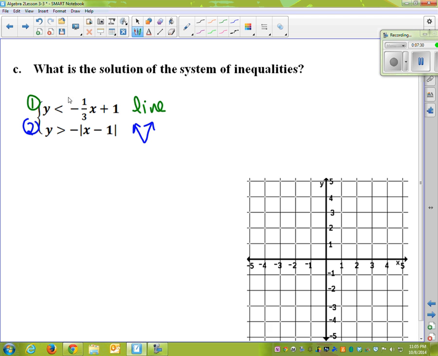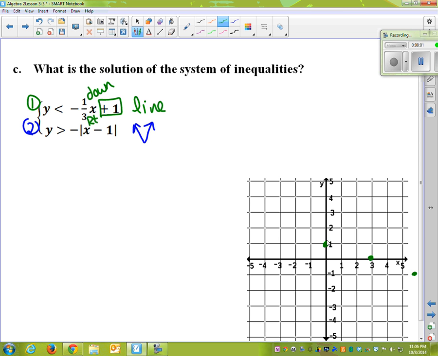So let's do our first graph. It's already in slope-intercept form. So positive 1 is my y-intercept, and I have a slope of negative 1/3. That means I'm going to go down 1 and to the right 3. I'm attaching the negative sign to the 1, and that makes the 3 positive.